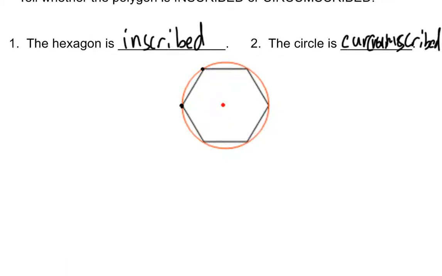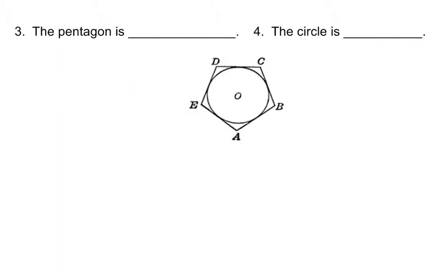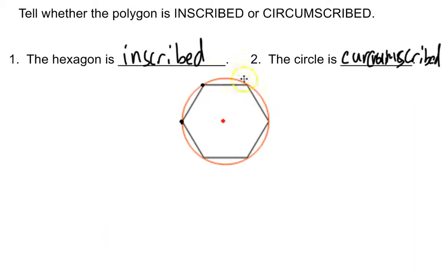All right, let's try this. The pentagon, each of the sides touches the circle once. So that's the definition for circumscribed. And the circle is inscribed. So in review, when an object is inside of a circle, like the hexagon is, it's inscribed. When a shape is outside, in this case the circle is outside of a pentagon, the circle would be circumscribed.